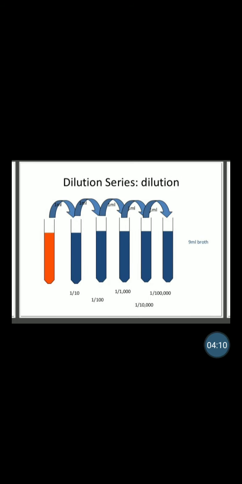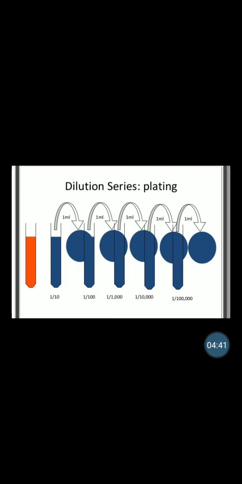Here we can see the image of the dilution series, as I already discussed. So what is dilution, how is it done? 1:10, 1:100, 1:1000, 1:10,000. 1 ml of sample is taken and diluted up to 10 ml. Then the same 1 ml is withdrawn from this and diluted up to 100. Same here, 1 ml is withdrawn and diluted up to 1000.